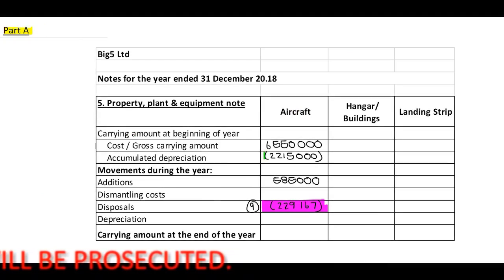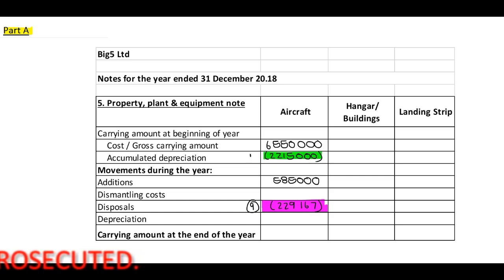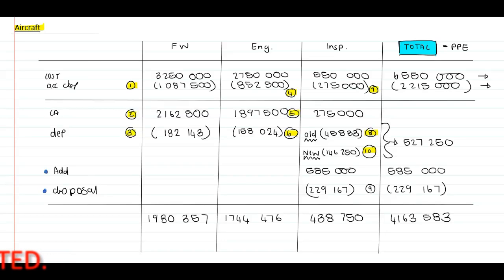Indicate to your marker 2,215,000. I'm going to reference this my calculation 11 for my marker to be able to follow. You look at this calculation 11. I'm pretty sure that my marker will be able to identify, as I have indicated that this is my aircraft calculations. Then I need to calculate the total of my depreciation.